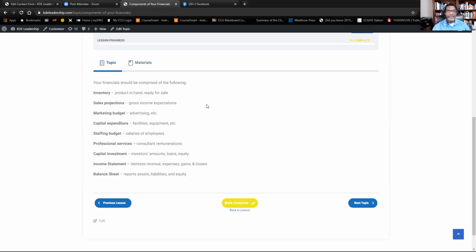Your capital expenditure, which is your facilities, equipment, how much equipment are you going to be purchasing to enable you to get your business done, okay? Your staffing budget, salaries of employees, benefits, and what have you. Of course, those who are professionals working for you on a consultant basis, that's professional services. Of course, they're going to be remunerated, so you also include that. Capital investments means amounts, loans, equity, money that you borrowed in order to get your business online, or money that you intend to borrow. These are all going to be in place. And of course, your income statement, which itemizes your revenue, your expenses, gains, and losses.